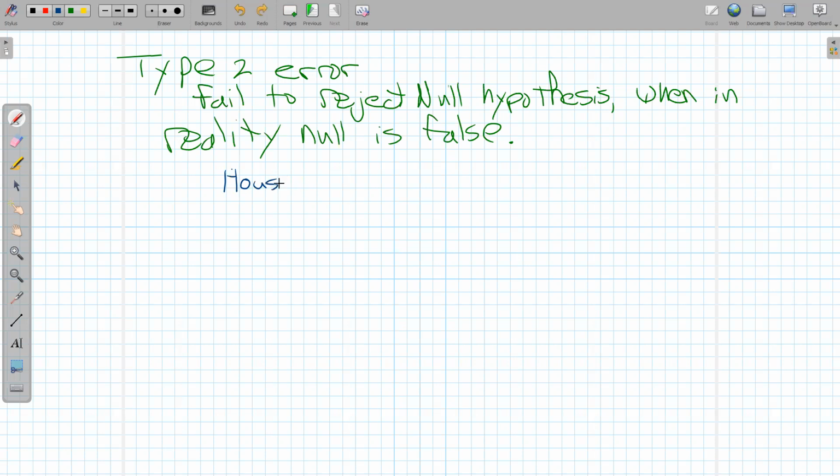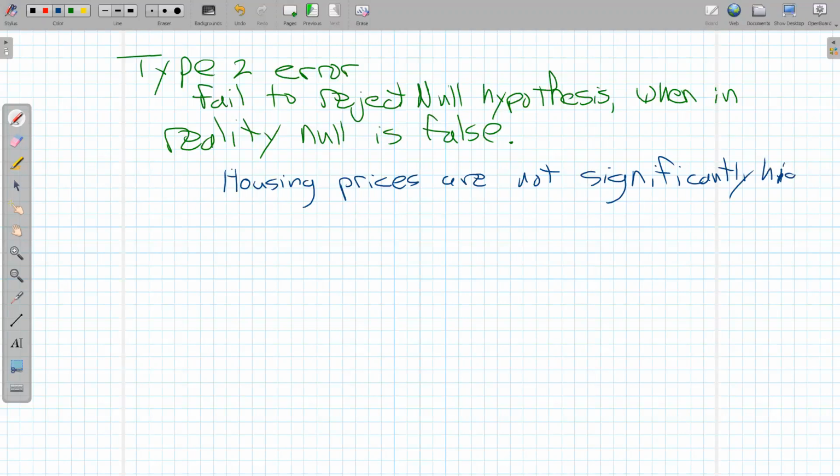Housing prices are not significantly higher. That's what I tell people, but they really are. My data was just weird.